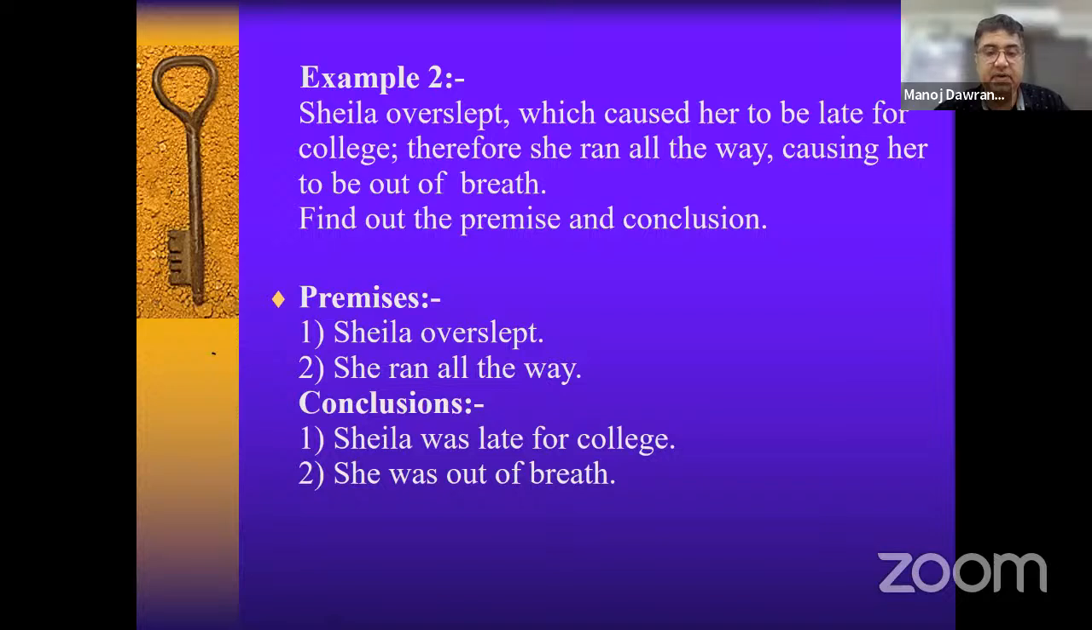All right. Remember it very clearly. It is premise to conclusion. Now, Sheila overslept, because of which she was late. She ran all the way because she was out of breath. So this premise is leading to this conclusion. This premise is leading to this conclusion.